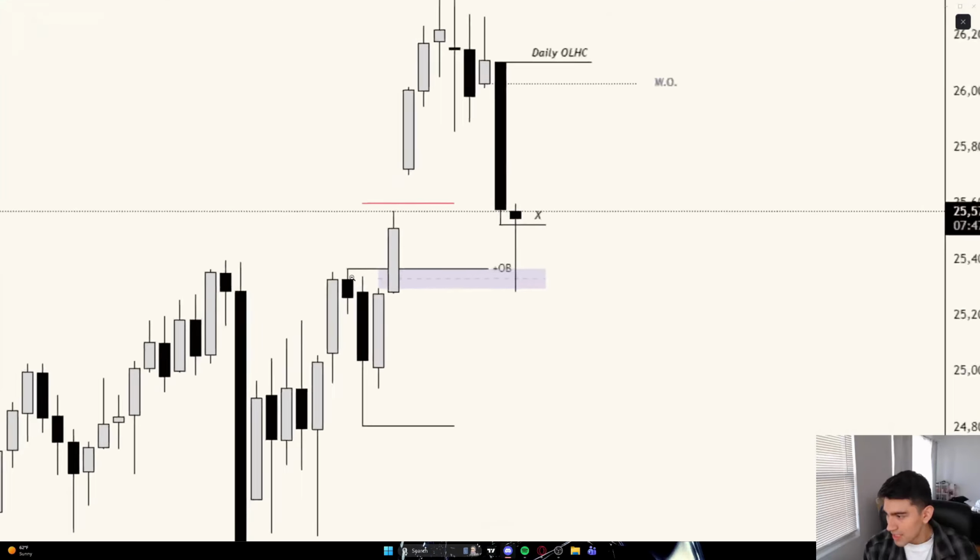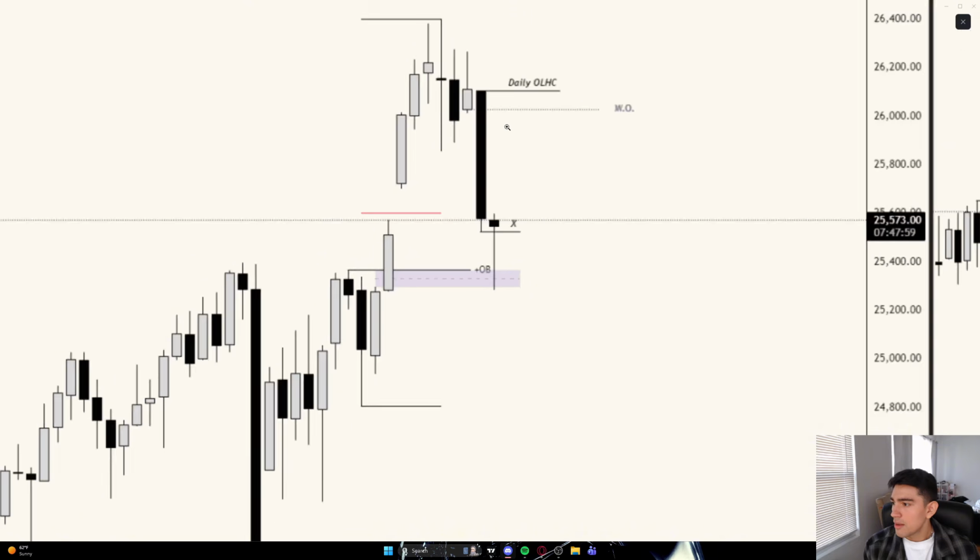Boom. Once we tap these down close candles, you're going to get this sweep and this retracement, like a close back in the range. Plus, what do we have?